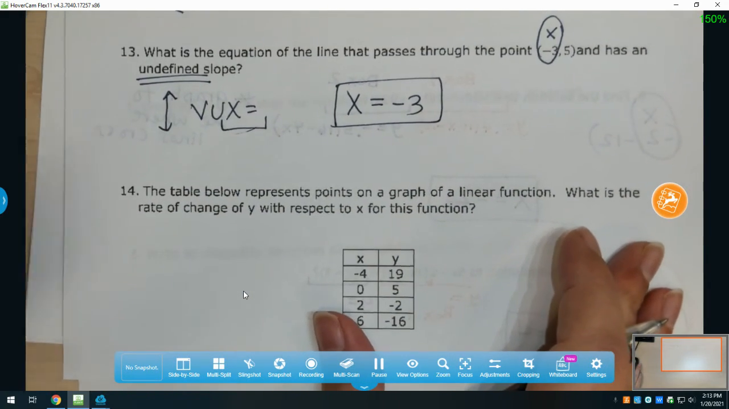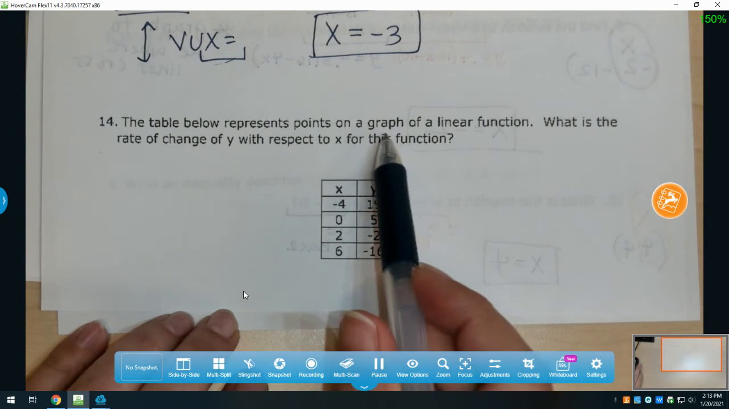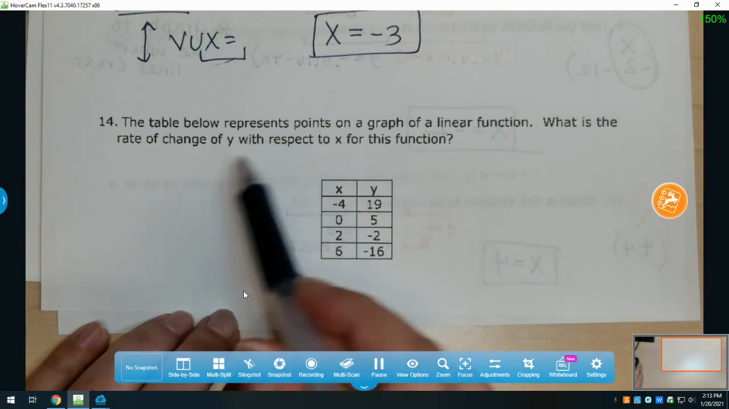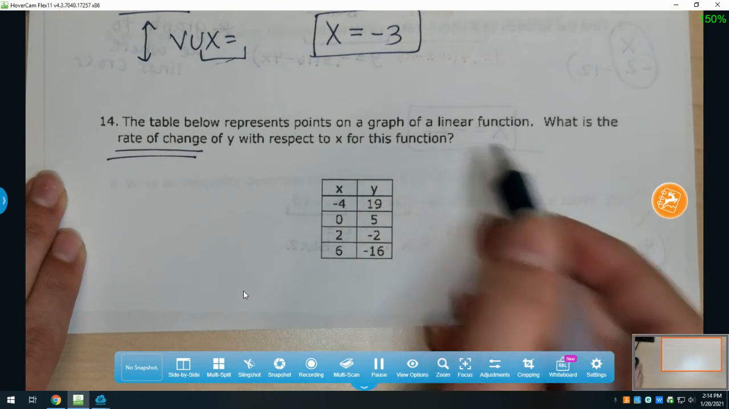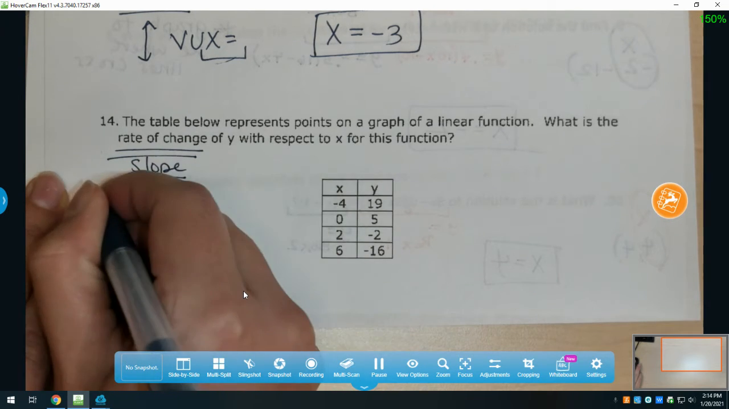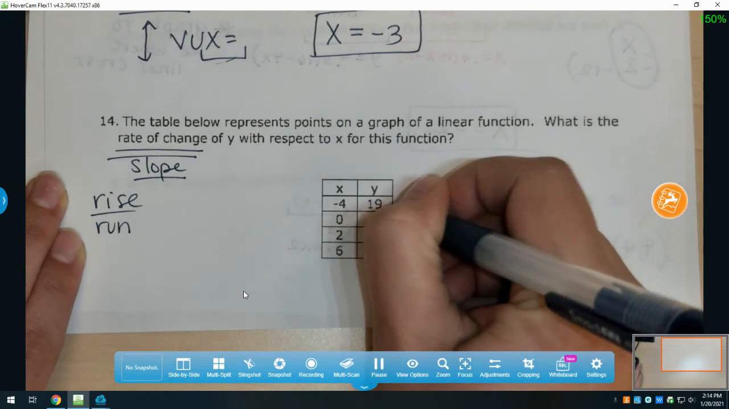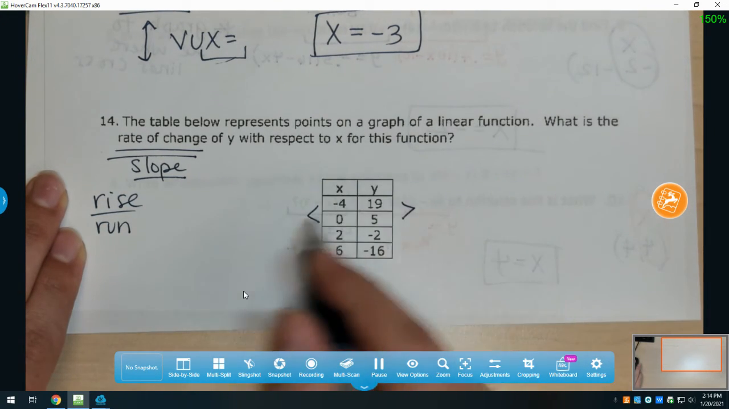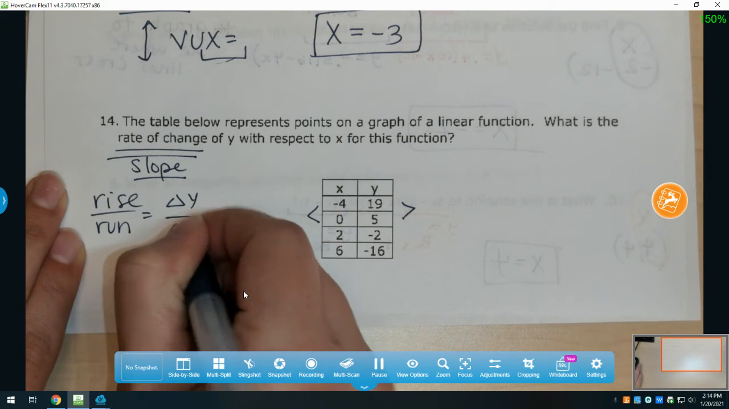The next one, you have a couple of options on how you want to handle a problem like this. The table below represents the points on a graph of a linear function. What is the rate of change of y with respect to x for this function? So this is just a fancy way of saying slope, right? And we know slope is rise over run. So you can calculate what are you counting by, and then do that change in y over the change in x.